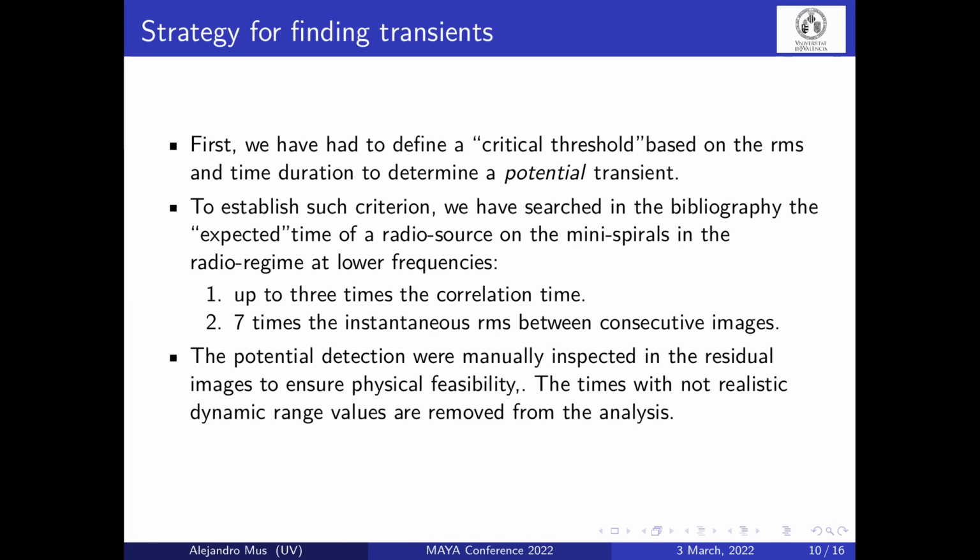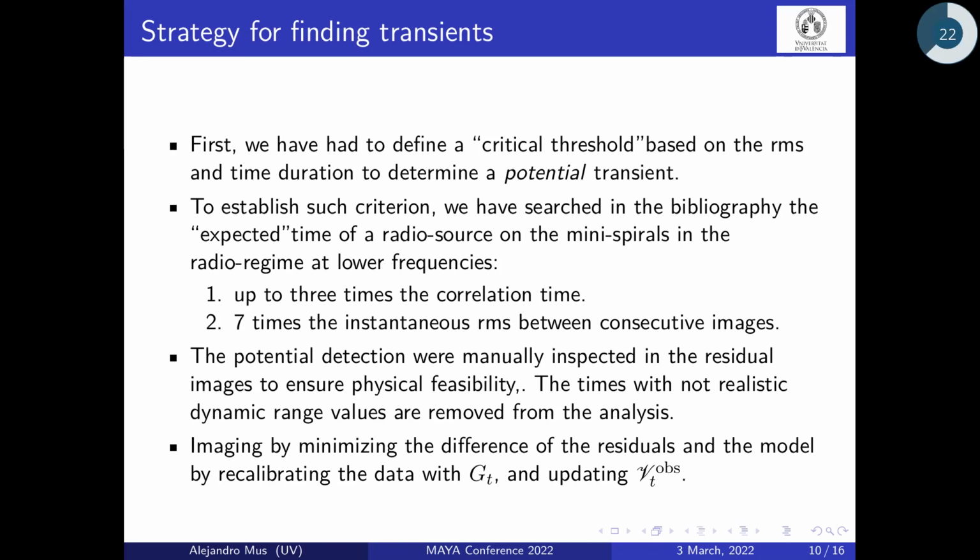We even manually inspected the elements which were not satisfying one of these two conditions, just to be really sure, to be as conservative as we could be, to check if they were potential transients or bad data. We manually imaged each snapshot for creating the movie, using this gain during the self-calibration to update our observed visibilities.